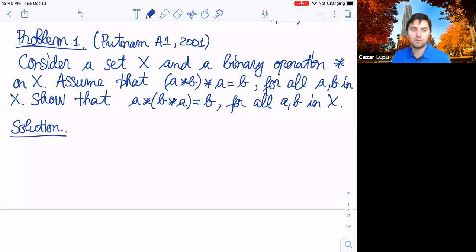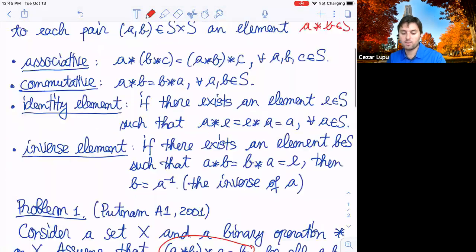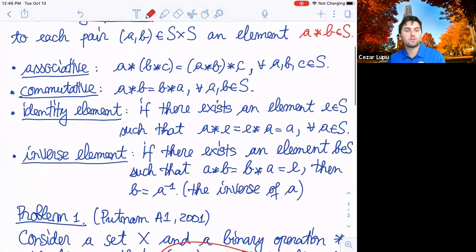So the only thing you need to do is just to look at A star B or B star A, and the only thing you know is this guy here. Keep in mind, that's the only thing you know. No, you're not allowed. You don't know if it has an inverse or not. You don't know anything, right? I just told you what it means to be associative, to be commutative, to have an identity element, an inverse element.